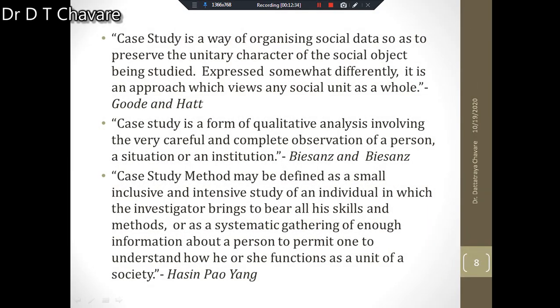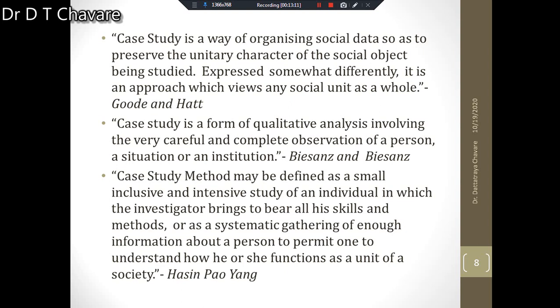Another definition is also given here by Good and Hatt. Case study is a way of organizing social data so as to preserve the unitary character of the social object being studied. Expressed somewhat differently, it is an approach which views any social unit as a whole. This definition also you have to study clearly.